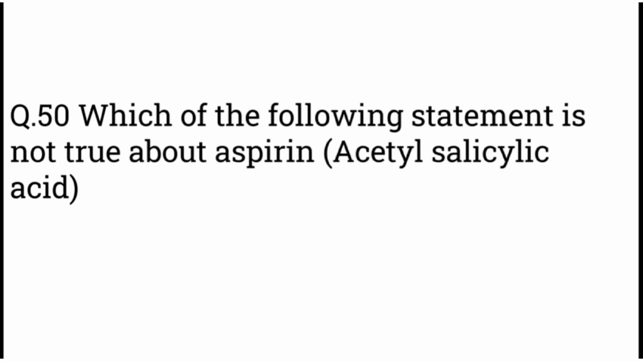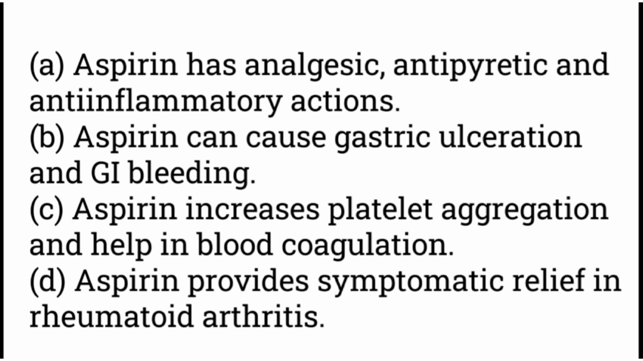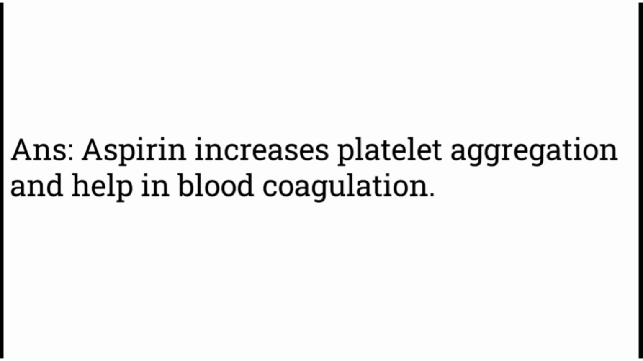Which of the following statements is not true about aspirin? Acetylsalicylic acid. Aspirin has analgesic, antipyretic and anti-inflammatory action. Aspirin can cause gastric ulcers and GI bleeding. Aspirin increases platelet aggregation and helps in blood coagulation. Aspirin provides symptomatic relief in rheumatoid arthritis. See here, the answer will be: aspirin increases platelet aggregation and helps in blood coagulation.